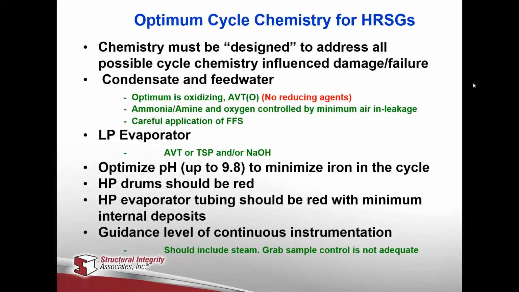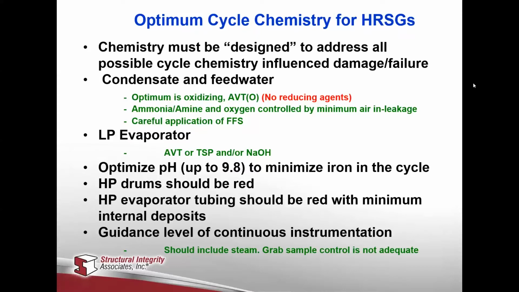For the LP evaporator, depending upon the design of it, we can operate with all volatile treatment, or we can have an additional alkali added. We prefer it only to be trisodium phosphate and/or sodium hydroxide. The second important chemistry control parameter is to optimize the pH to minimize iron in the cycle, but optimizing pH is the thing that controls the two-phase FAC. This is very important. We like to see the HP drums and the HP evaporator tubing should be red with minimum internal deposits, which will result if you have that optimum chemistry control that I've just indicated.